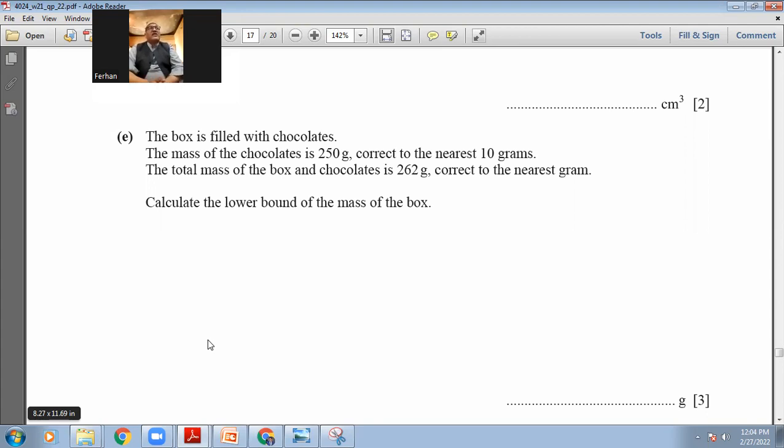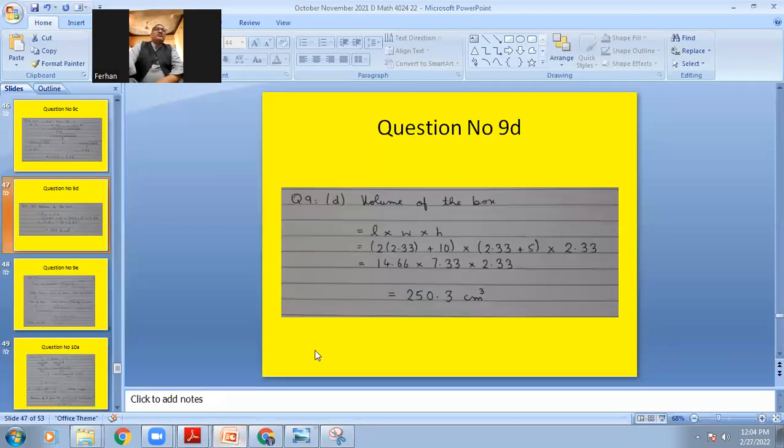The question is calculate the lower bound of the mass of the box. The mass of the box will be the total mass minus the chocolate. So because we want the lower bound, the total mass lower bound should be used, and the chocolate's mass, its upper bound, should be used. So let me show you.